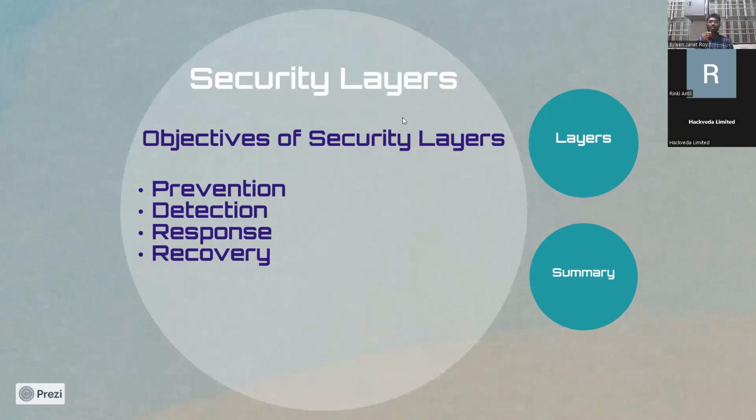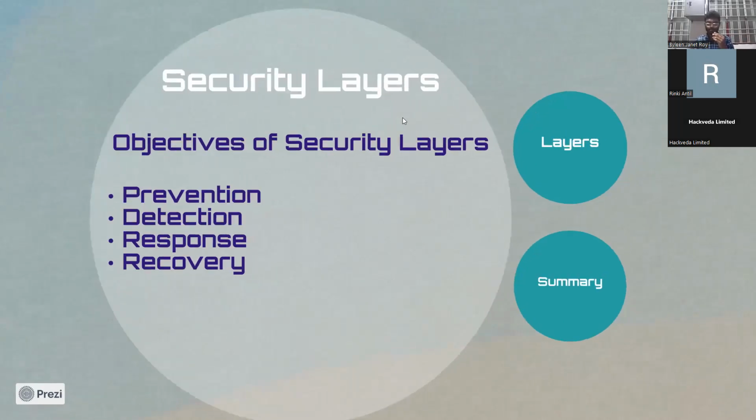And yes, security layers. Objectives of the security layers. A security layer must have certain objectives which must be taken care of, right? That is prevention, detection, response, and recovery. You have to prevent something from happening. We have to detect what is happening, and we have to respond in a faster manner. And accordingly, we have to get the recovery if something is lost, right? And we have some layers of security. Let us go into it.